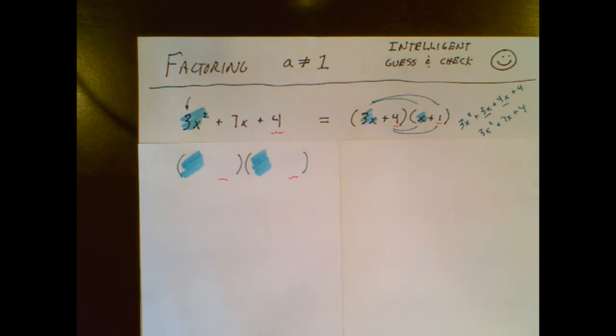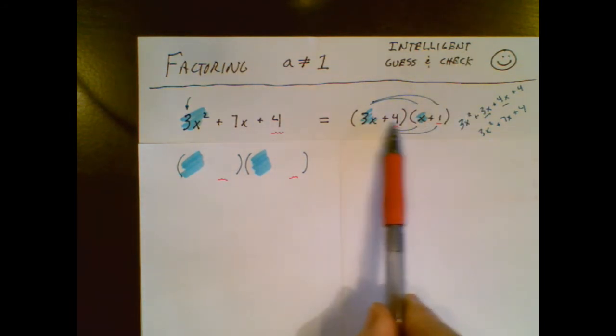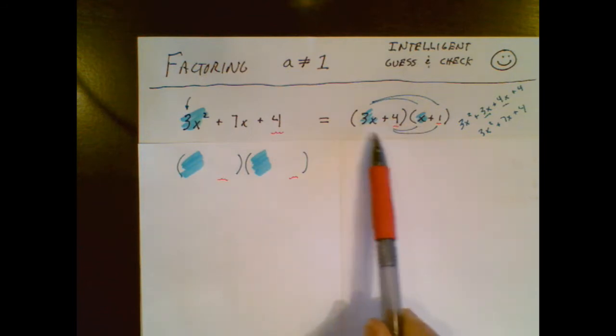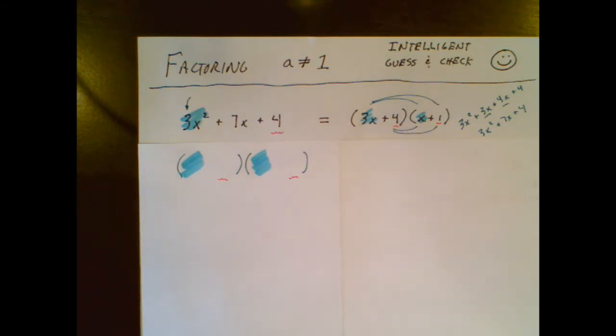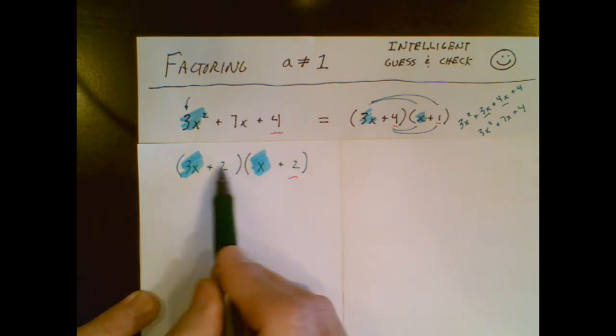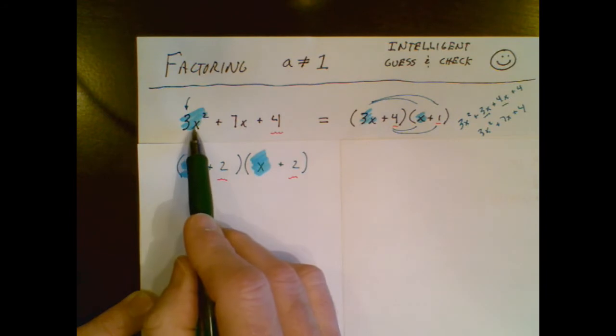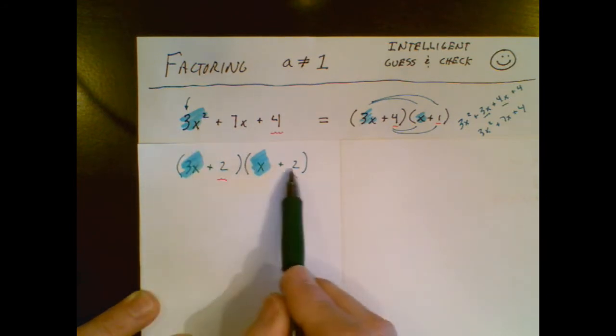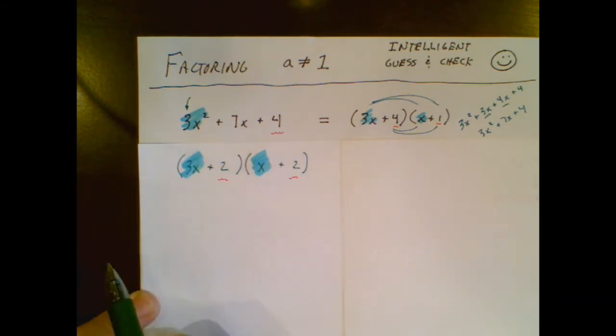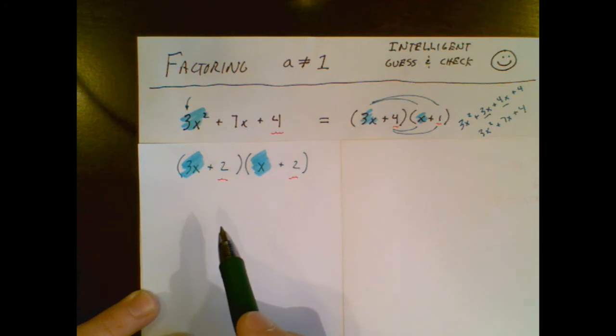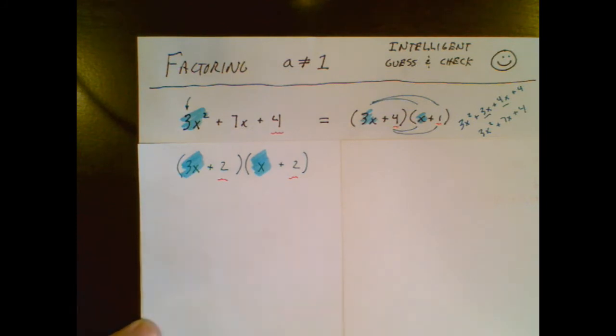Here's why we have a problem though. I call this intelligent guess and check because there's other forms I could have come up with that still seemed correct until I multiplied them out. Let me give you an example. What I just wrote here seems pretty darn reasonable. These two numbers multiply to give me my first term. These two numbers multiply to give me my last term. So it seems like I've done something good, but now watch what happens when I check this.